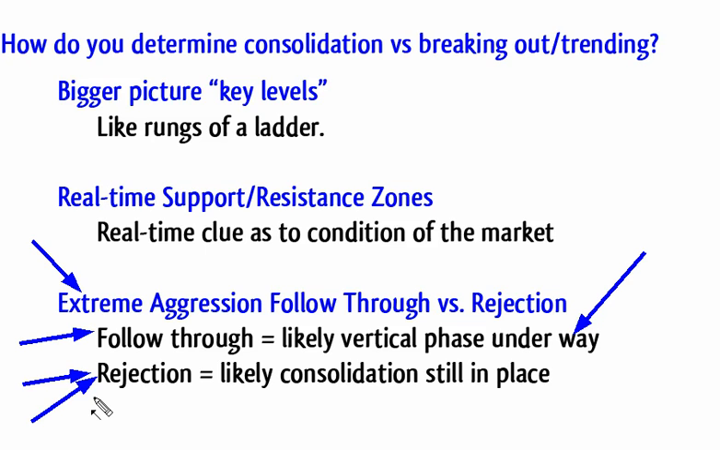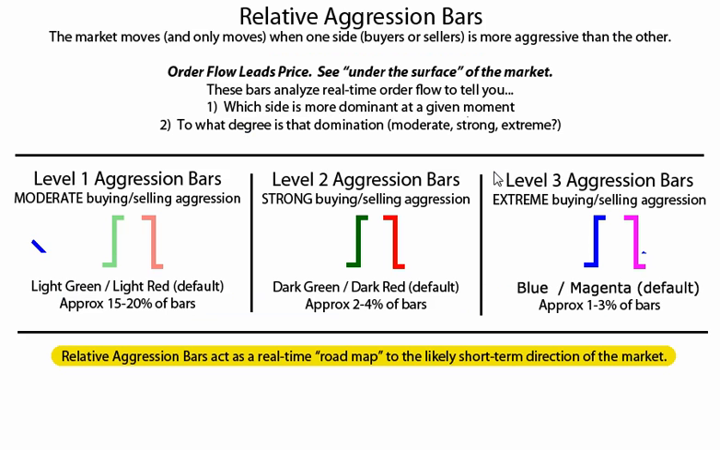Okay, and we talk about this a lot in our videos, but just as an example, we have these relative aggression bars, and these are showing in real time which side, buyers or sellers, are more aggressive than the other and to what degree. So when I talk about level 3 or extreme, they're pretty rare, but they're these blue and magenta bars, and you can make them any color you want. And again, do we have follow through or do we have rejection?